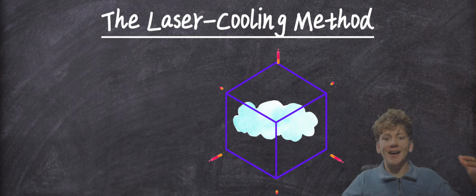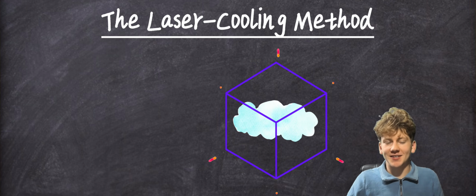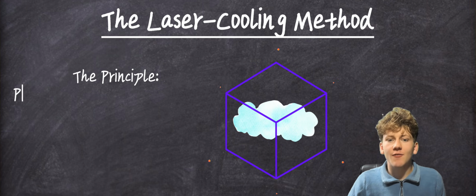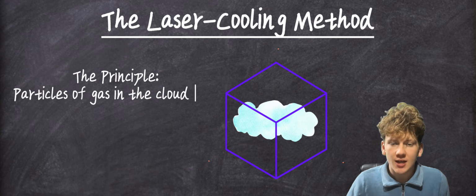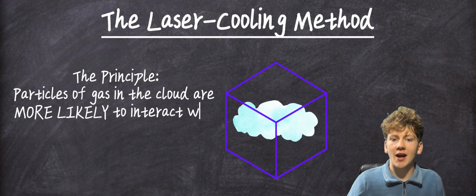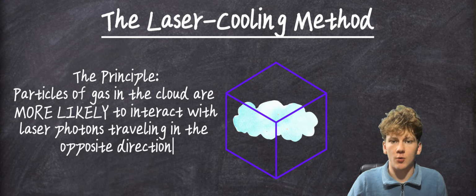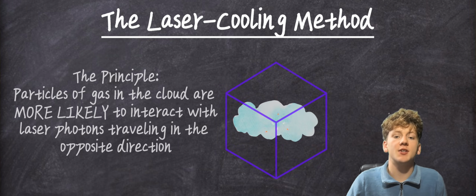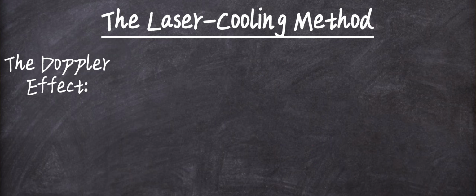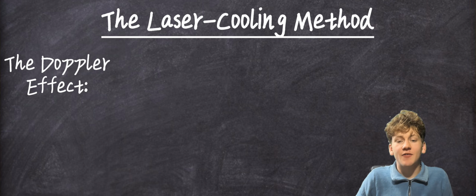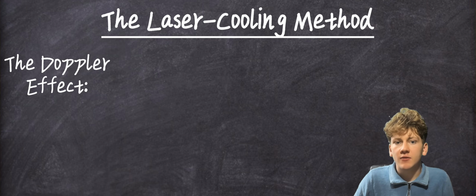As the 6 incident beams of light shine through the gas, any given particle found inside the cloud is more likely to interact with a photon that is travelling in the opposite direction to its own motion. This is because of the Doppler effect. The Doppler effect is a phenomenon that explains why waves appear to change when their source is moving.